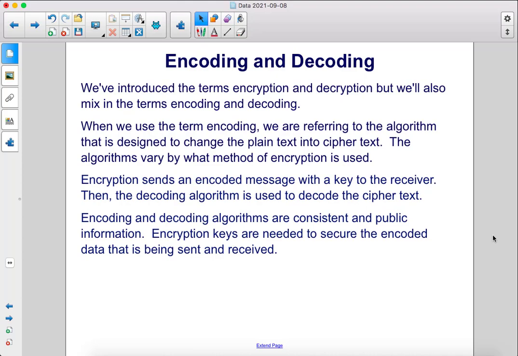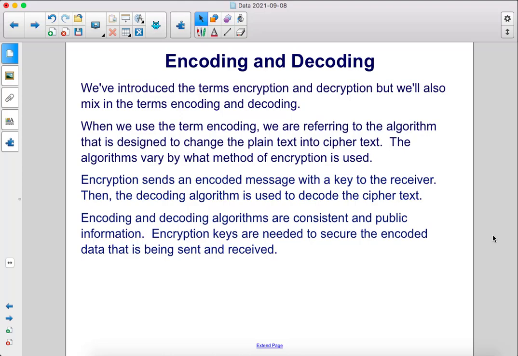We've introduced the terms encryption and decryption, but we'll also mix in the terms encoding and decoding. When we use the term encoding, we are referring to the algorithm that is designed to change the plain text into ciphertext. The algorithms vary by what method of encryption is used.